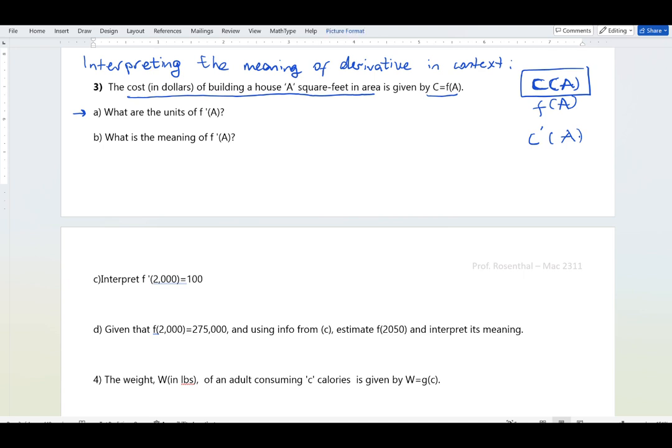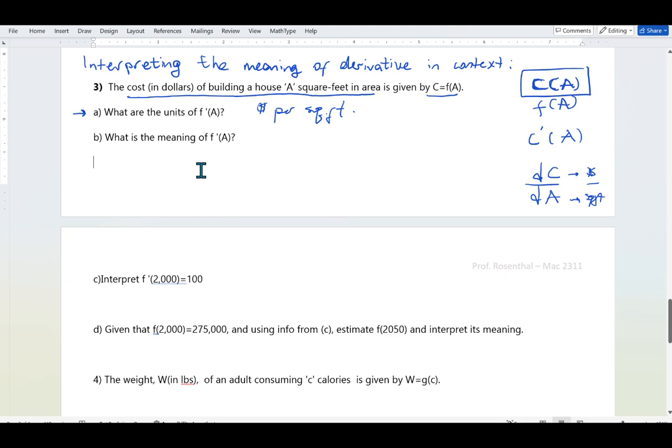So you can also think of it this way: the rate of change of cost per unit change in area, dC/dA. The units for the top variable divided by the units for the bottom variable will be our answer. So this was dollars, this was square foot. So the answer will be in terms of dollars per square foot. So f prime of a, equivalently c prime of a, represents the rate of change of cost per unit change in area, and the units will be dollars per square foot.